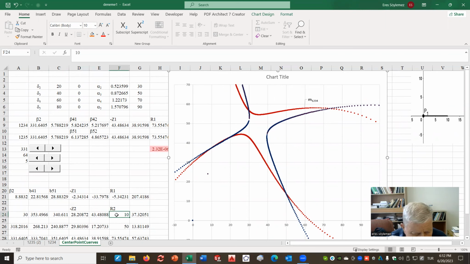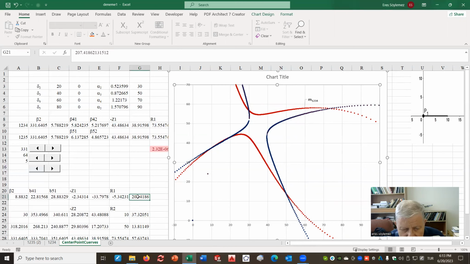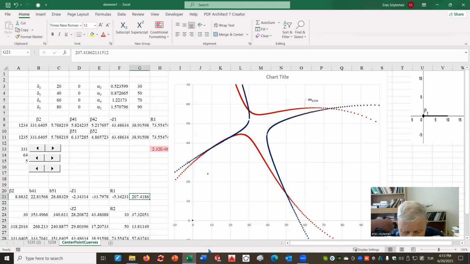This is 1037. 1037 is this point. 5013 is this point. 7357 is this point. Although it looks as if it's intersecting, it is not. There's another point way up, 207 degrees. Minus 5, 207, that's interesting.